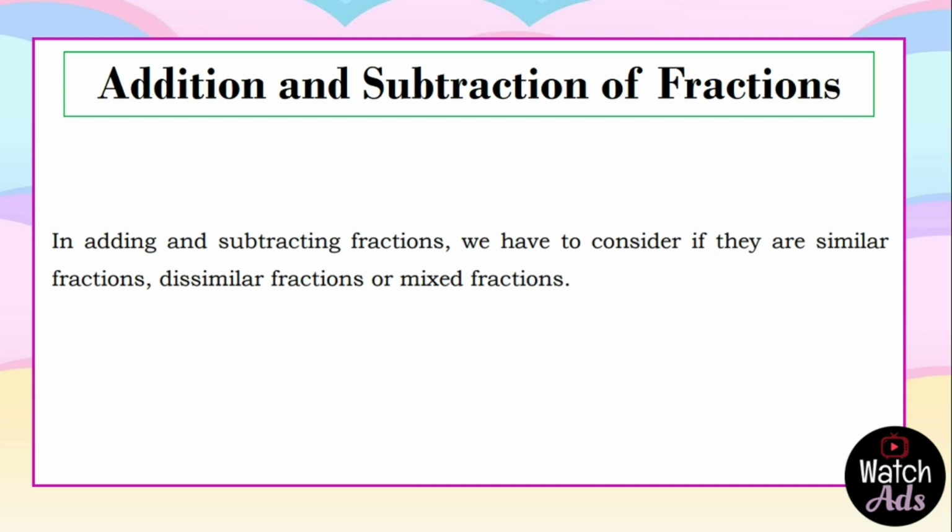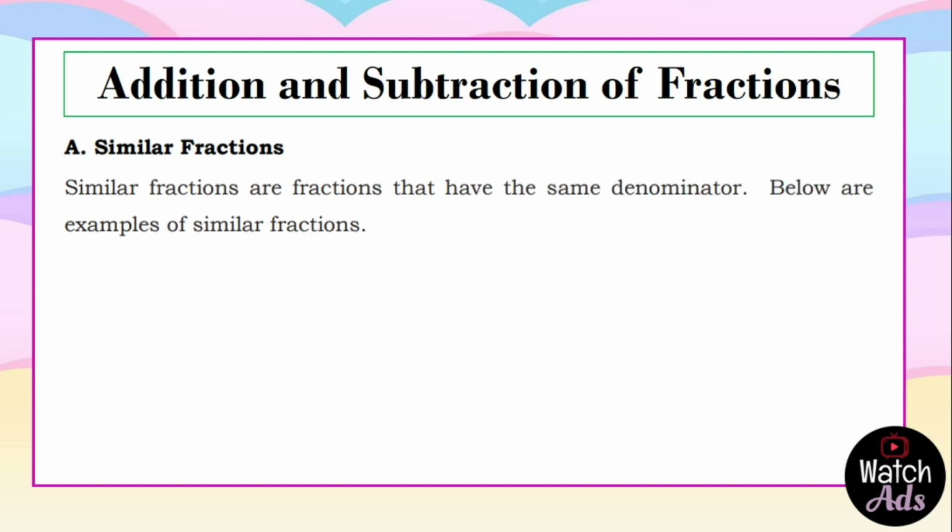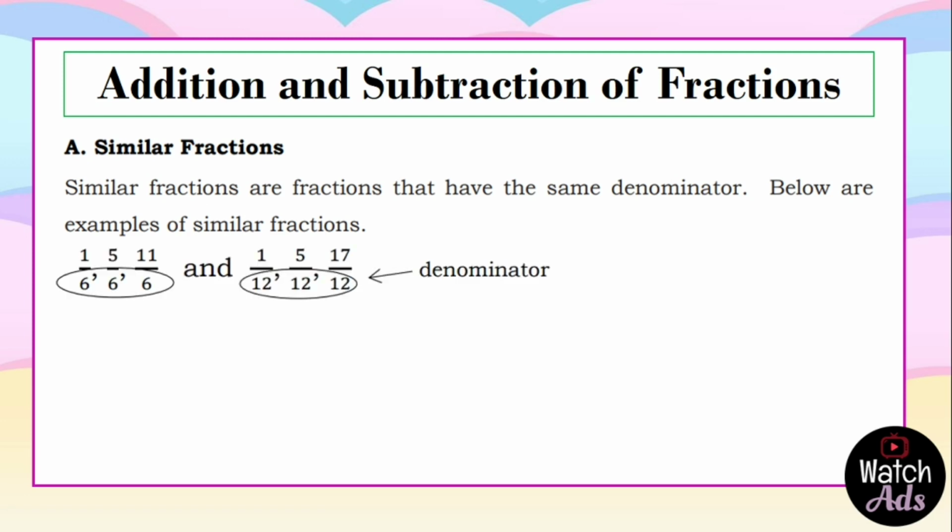In adding and subtracting fractions, we have to consider if they are similar fractions, dissimilar fractions, or mixed fractions. For similar fractions, these are fractions that have the same denominator. Below are examples of similar fractions. 1/6, 5/6, and 11/6 are similar fractions because they have the same denominator, that is 6. And 1/12, 5/12, and 17/12 are also similar fractions because they have the same denominator, that is 12.